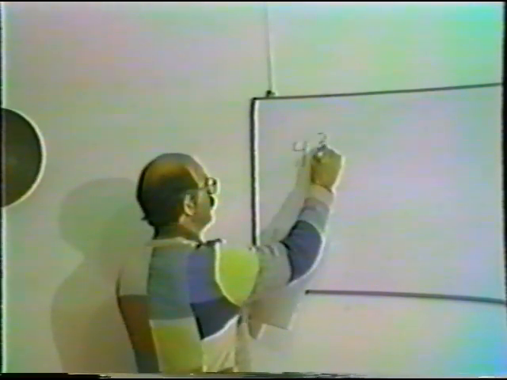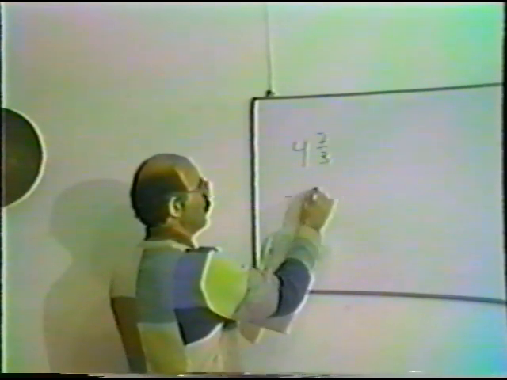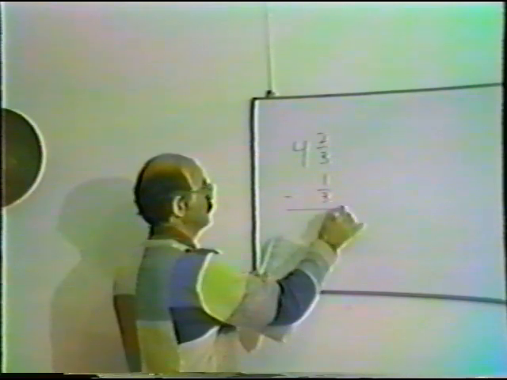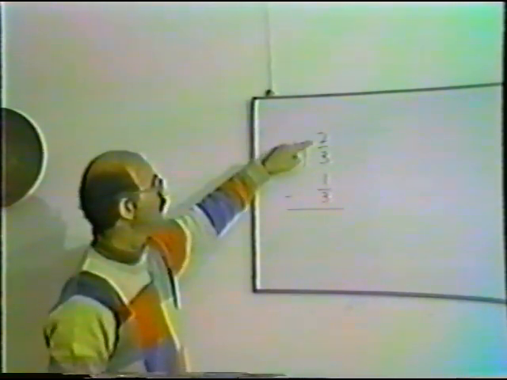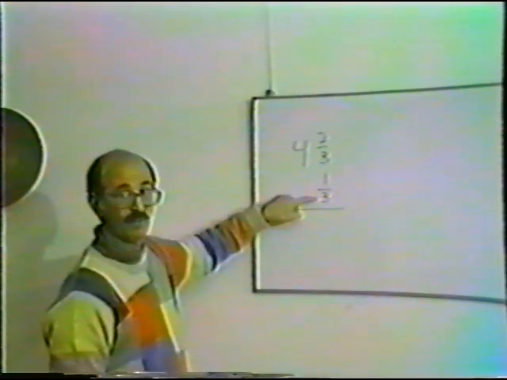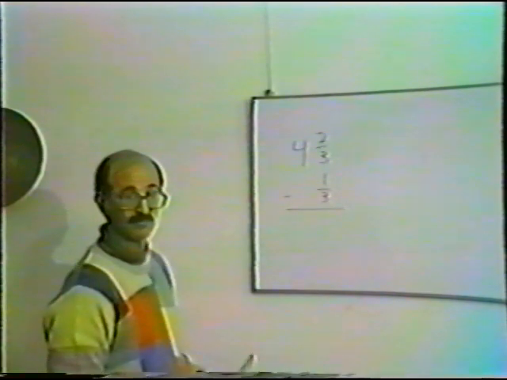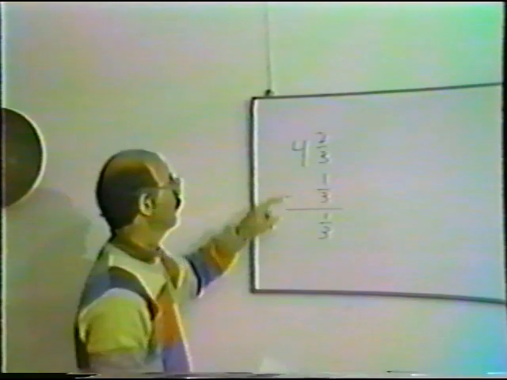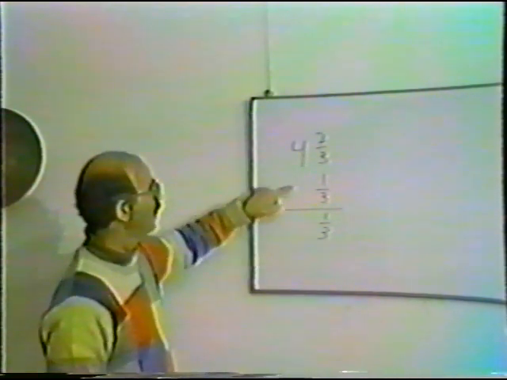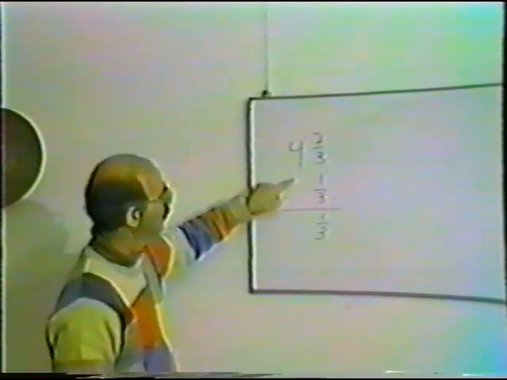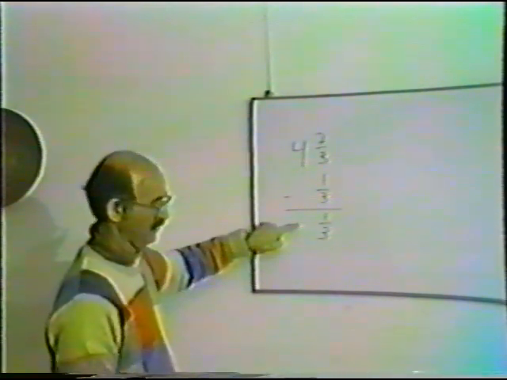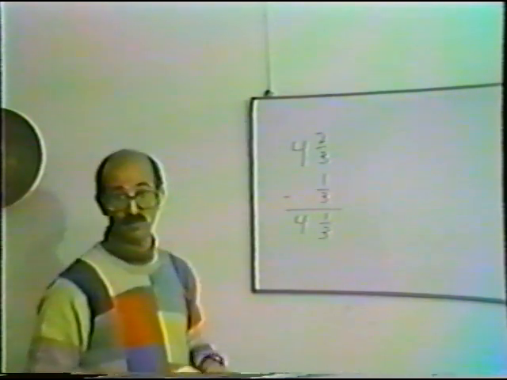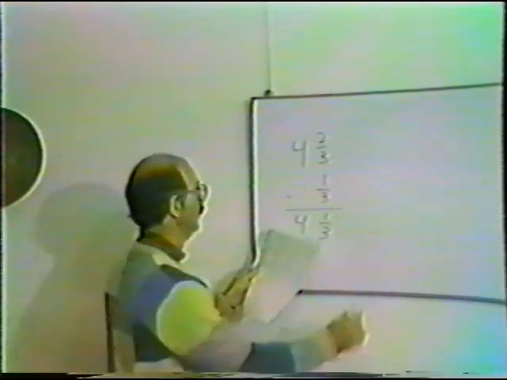4 2/3 take away just 1/3. 2/3 take away 1/3 is 1/3. 4 take away what? 0 is 4. Nothing too difficult about that.